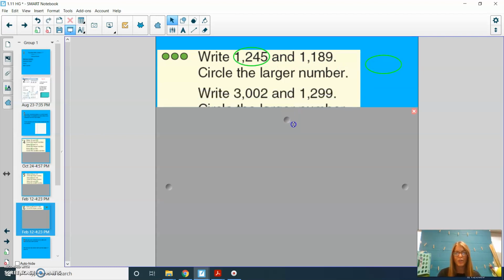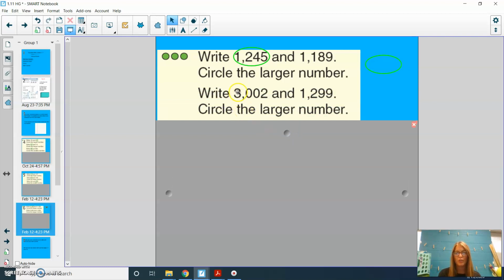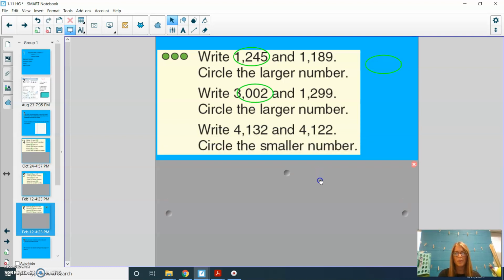1,245. Will you write down the number 3,002 and the number 1,299? And circle the larger number. The larger number would be 3,002. We'll practice one more.